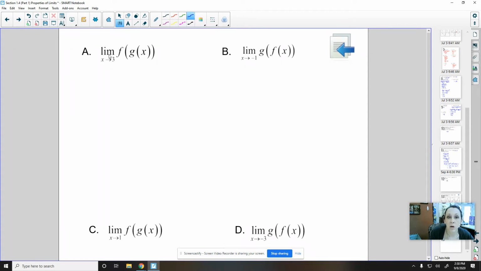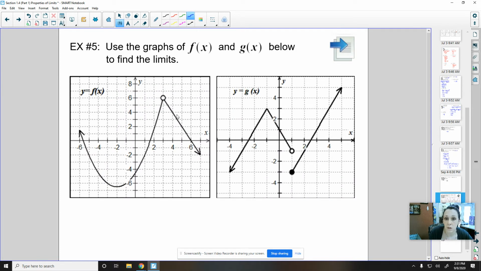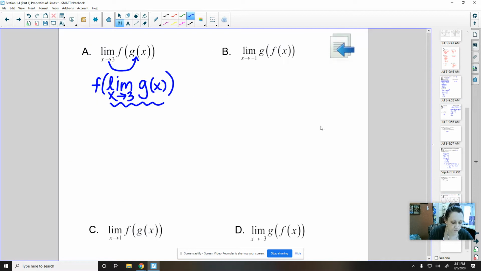So remember that when you are doing the limit properties for composite functions, you are applying the limit to the inside thing. So in this case, f is on the outside, so that'll be moved to the front. The limit will be moved to the inside with g of x. Okay, that's step 1. Now you're going to find the limit of g of x as x approaches 3. So go to your graph. G of x is on the right. The limit as we get closer to 3 looks like it is 1. That goes in the parentheses.